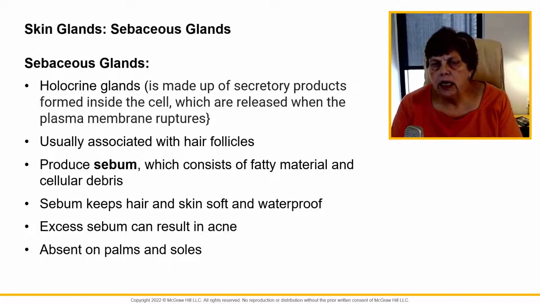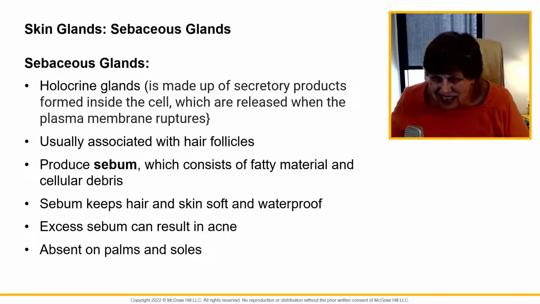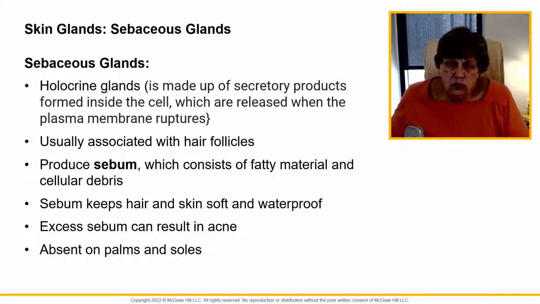glands. A holocrine gland by definition is a gland that is made up of secretory products that are formed inside the cell, and then they're released when the plasma membrane of that cell ruptures. It's usually associated with hair follicles. The secretory product that is produced is called sebum, and that is a fatty cellular debris, but it helps keep our hair and our skin soft and waterproof.